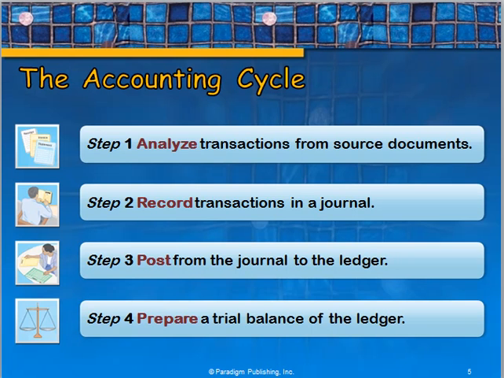In Chapter 3, we are going to look at the first 4 steps of the accounting cycle in relation to a service business. Now there's 10 steps altogether. We'll look at the next 4 steps of the accounting cycle in Chapter 4, and then the last 2 steps in Chapter 5. And then when we begin Chapter 6, we'll start talking about a merchandising business as opposed to a service business.